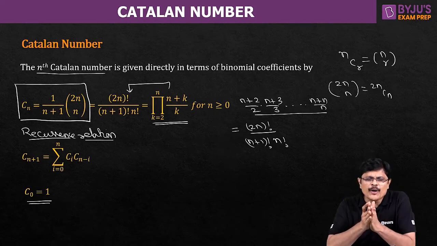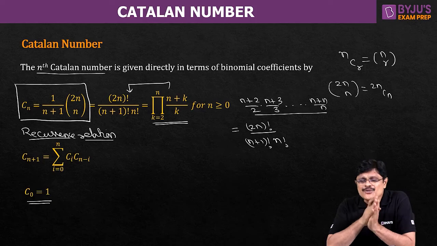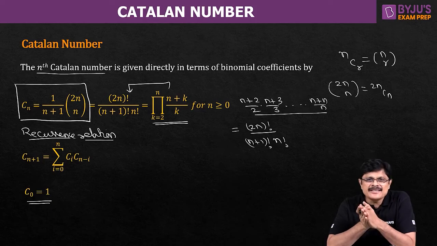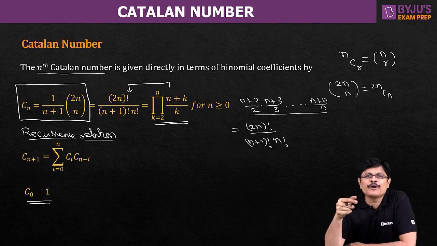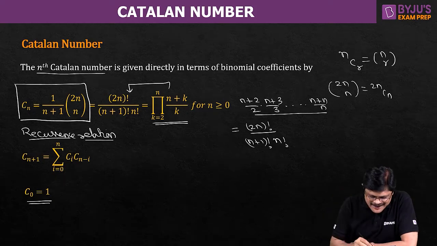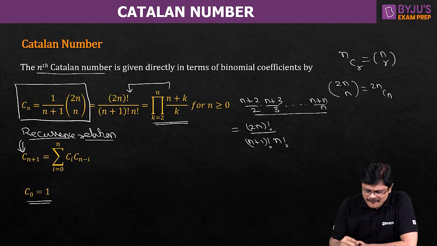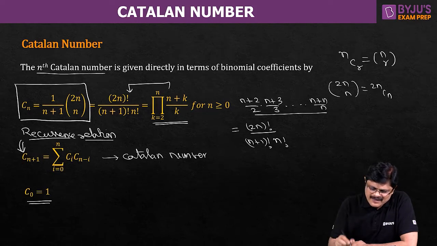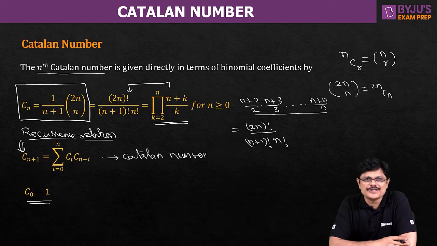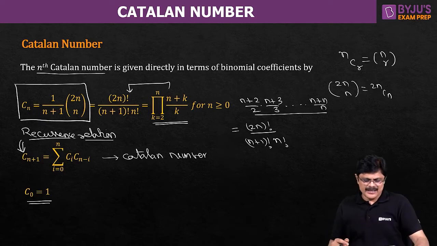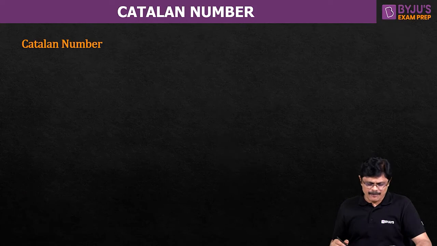Actually, there are many problems for which Catalan number is the solution. What actually happens is, whenever the problem is given, we try to form the recurrence relation. And that recurrence relation turns out to be the following one, and for this, Catalan number is the solution. Hope you understand. So let us take up some interesting problems.